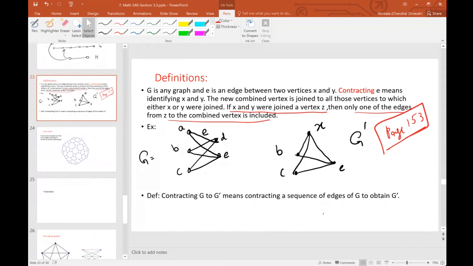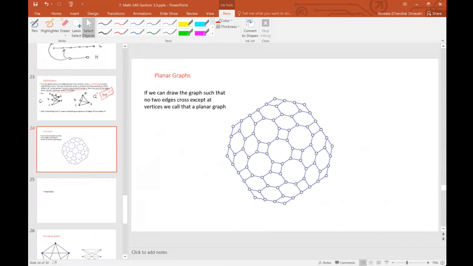So these are useful in our next topic, that is called planar graphs. What is the meaning of a graph being planar? That means if I can sketch the graph so that no two edges cross, then you'll call that graph a planar graph. A typical example, you see this huge graph, no two edges are crossing each other, except at the vertices. So this is an example of a plane graph.